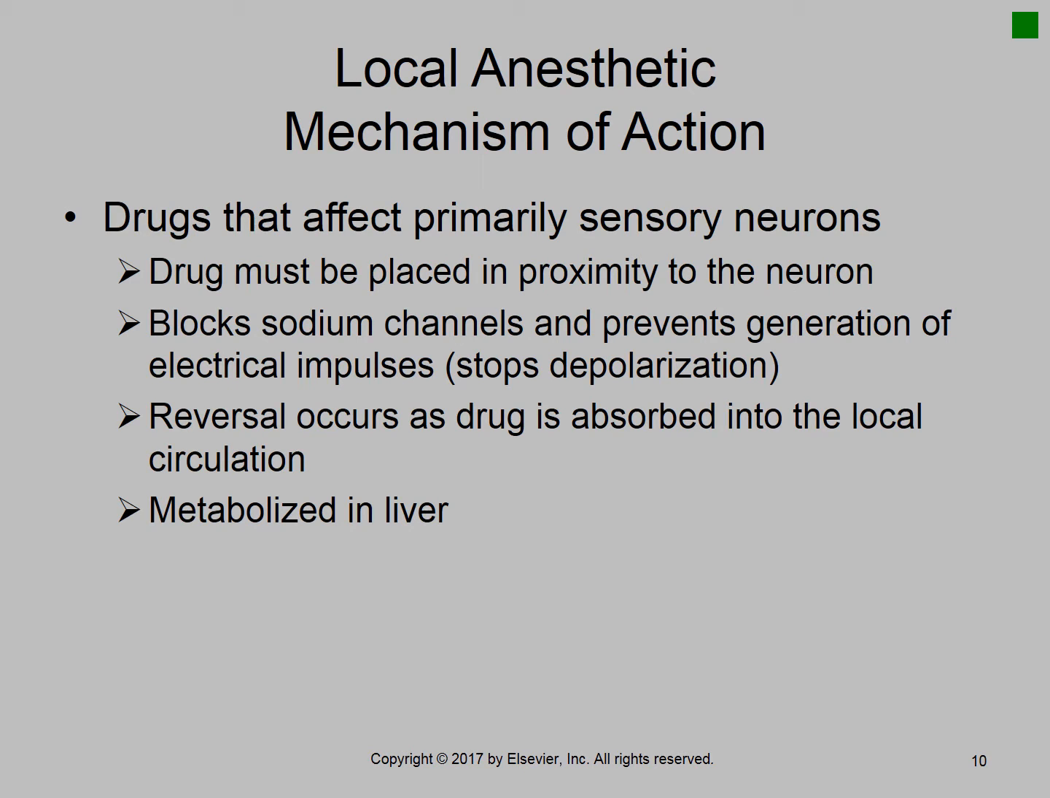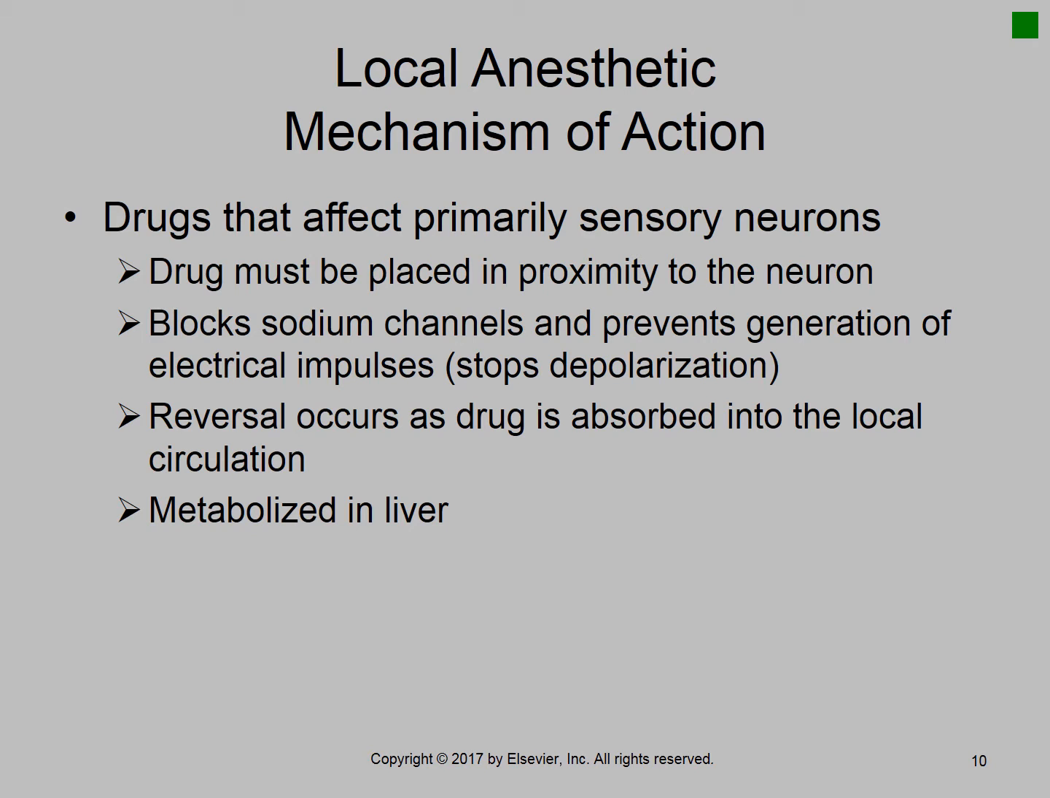The mechanism of action of local anesthetics: they are drugs that primarily affect sensory neurons, of course, otherwise you'd feel the pain. And the drug must be placed in proximity, usually close proximity, to the neuron. It then blocks sodium channels, going back to your nervous system, and prevents generation of electrical impulses. Basically, it prevents depolarization. If the nerve can't depolarize, it can't transmit pain impulses, as if it never happened.